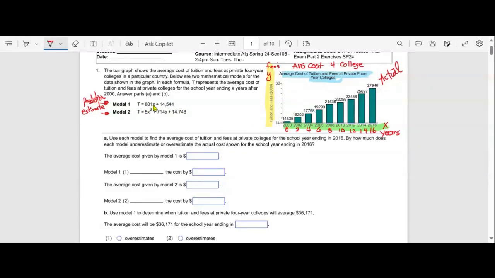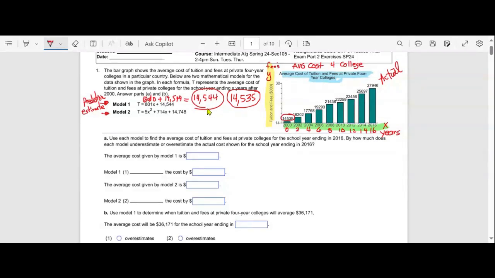So you will replace X by how much? By 0, and multiply 801 times 0 plus 14,544. So how much is the total cost going to be? 14,544. That's the estimation, right? But what is the actual? The actual is 14,535. This is what really happened.